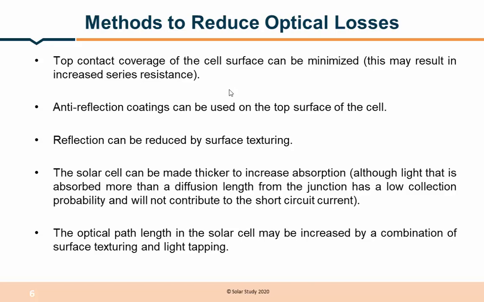We may get some short circuit current, but there will be a mismatch in the voltage and current. So in this case, what will happen? Light can be absorbed by the electron hole pairs, but it is difficult to generate the short circuit current. The optical length of the solar cell may be increased by the combination of surface texturing and light trapping, and all that we can do while fabricating the solar cell.